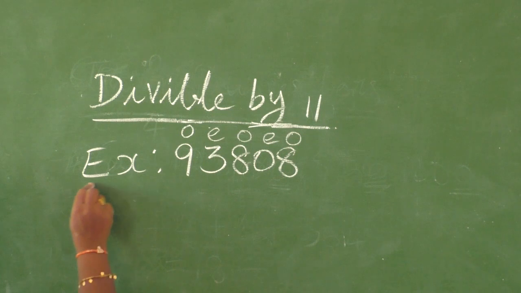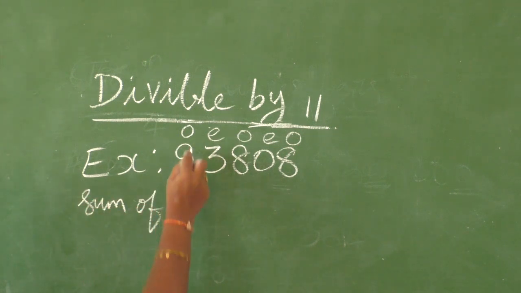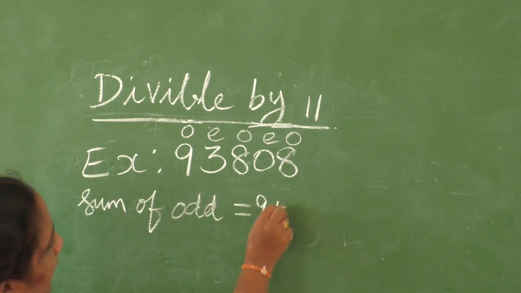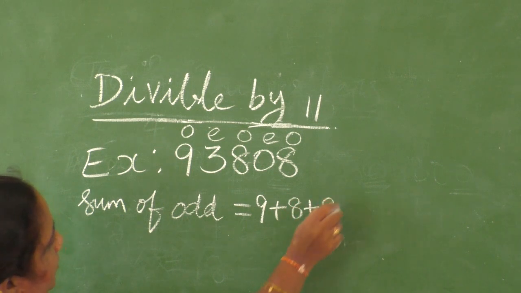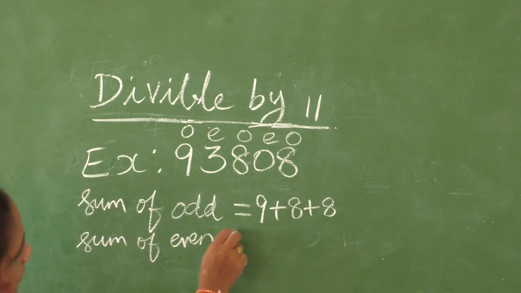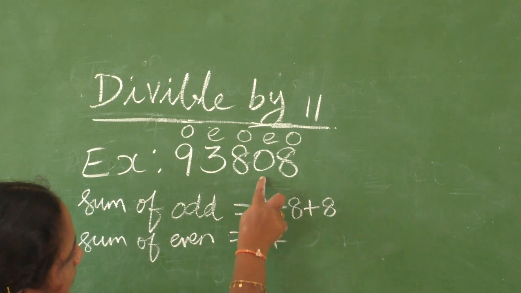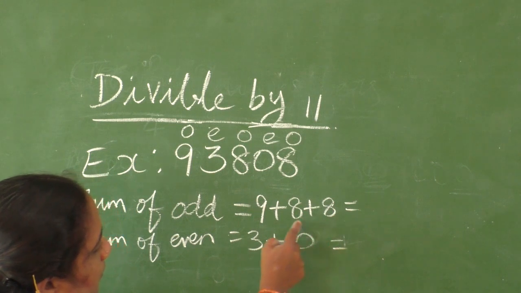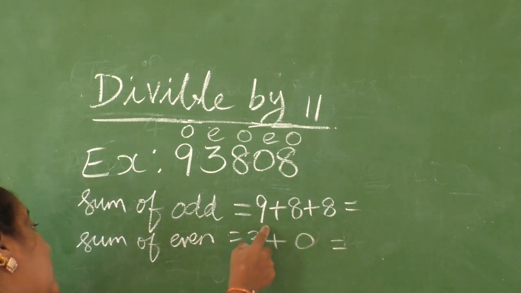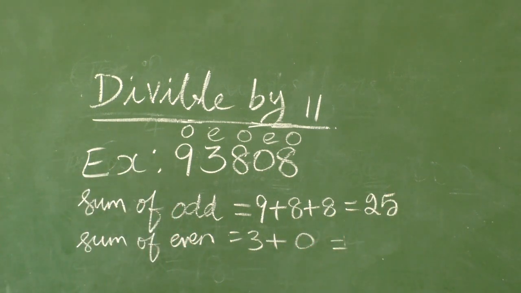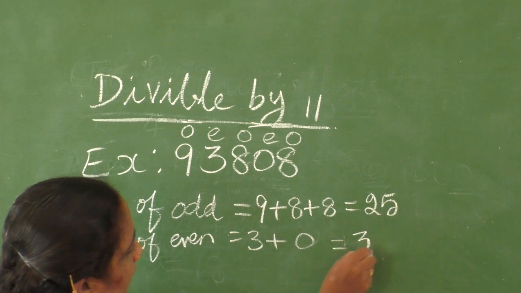Okay. So sum of odd places. What are the odd places? 9 plus 8 plus 8. Then sum of even places, 3 plus 0. So what is the sum? 1 8 is 8, 2 8s are 16, 3 8s are 24 plus 1, 25. So sum of the odd places is 25. Then sum of even places 3 plus 0, 3 only will come.